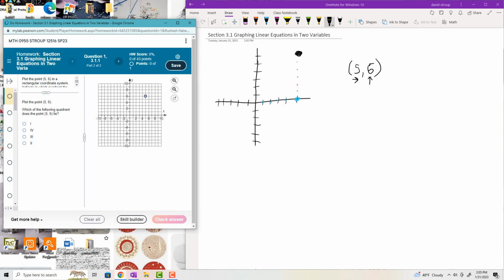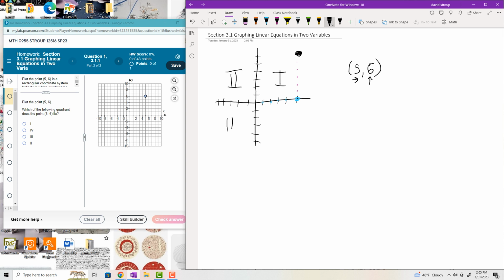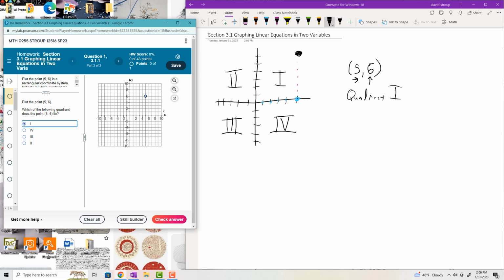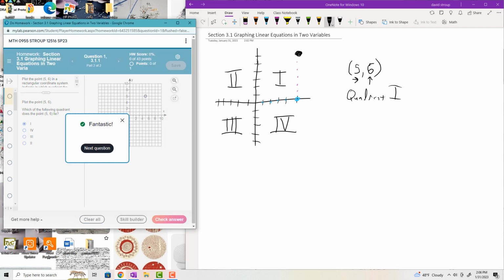The second part then is to identify the quadrant. The quadrants are labeled in a counterclockwise fashion. So start in the first quadrant, which I just marked, then the second quadrant, and then go down to the third quadrant, and then go back right to get to the fourth quadrant. So this point is located in the first quadrant. And we're using Roman numerals. In the software, it looks like an I. So just click on that and check your answer.